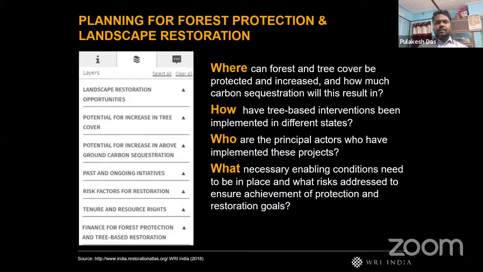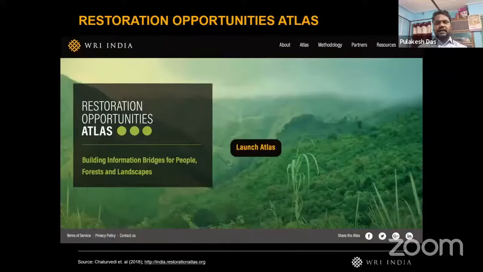So the main problem is how to plan where these restorations are possible, where we can do restoration, how we can implement the different interventions, who are the principal actors who are already implementing the different interventions, and what is the necessary enabling condition that is required in the process. So with this basic aim, we have developed the India Restoration Atlas, which includes a number of data layers. This is the page where one can launch the atlas and see the restoration potential in different biogeographic regions in India.